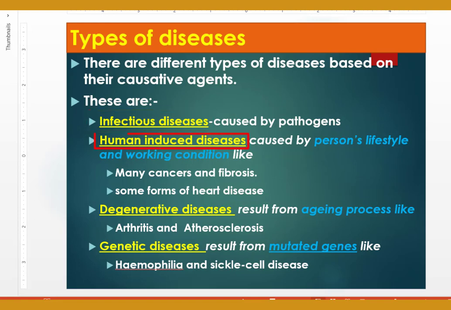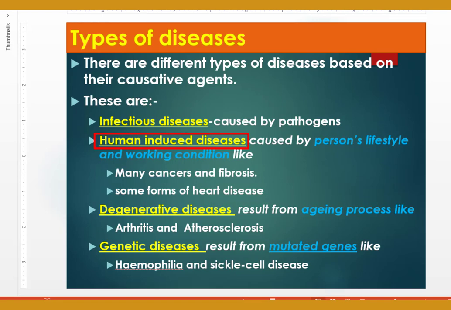The second type of disease is human-induced disease. This human-induced disease is mostly caused by a person's lifestyle and working conditions. When we say a person's lifestyle, it includes our interests, our attitude to life, our feeding habits, and our sport habits. This is capable of affecting our health.